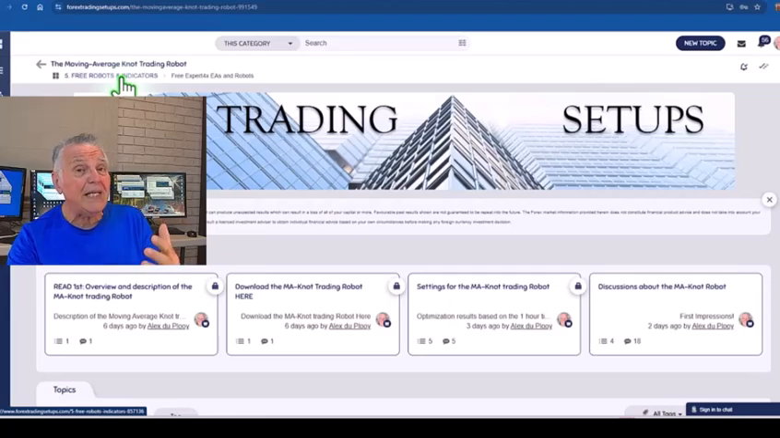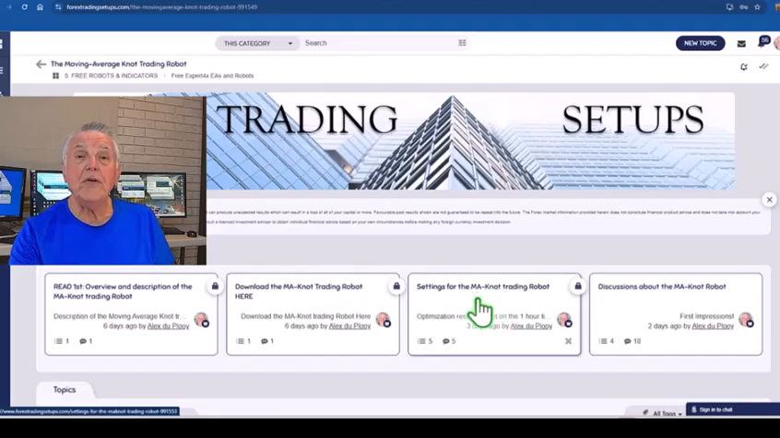So this is a freely downloadable EA, and it gives you a bit of background, more or less the same information that you see on the marketing page. It allows you to download it, and then I want to show you the settings, because the settings are very important to you to have powerful settings for this powerful EA. So let's go and click on the settings.